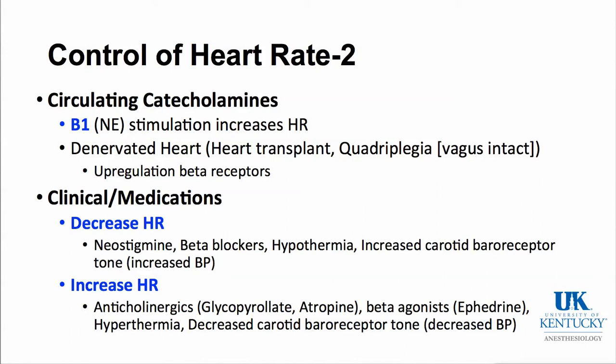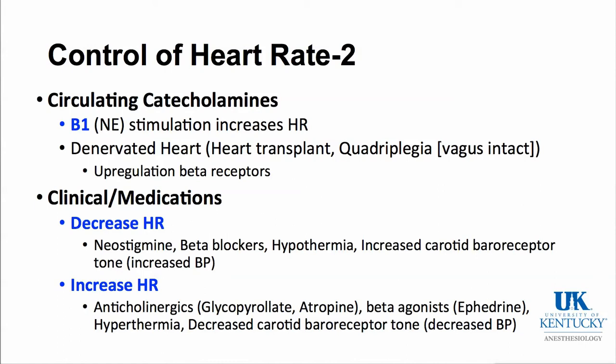Some of our medications and things we do clinically will affect the heart rate. Those things that decrease the heart rate: neostigmine raises acetylcholine levels by blocking acetylcholinesterase, the enzyme that breaks it down. Beta blockers slow the heart rate. Being cold slows the heart rate. And increased carotid baroreceptor tone via increased blood pressure, which causes stretch of the carotid receptor, will increase vagal tone to the heart, decreasing heart rate.